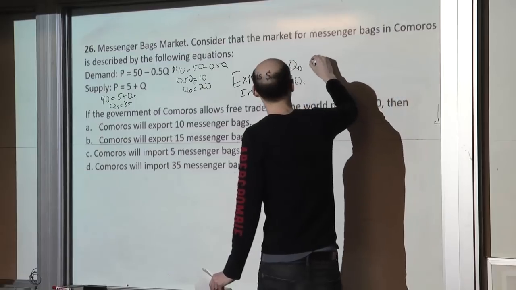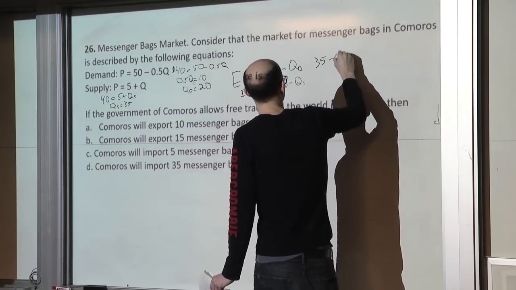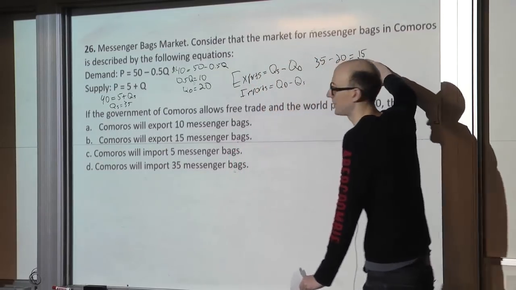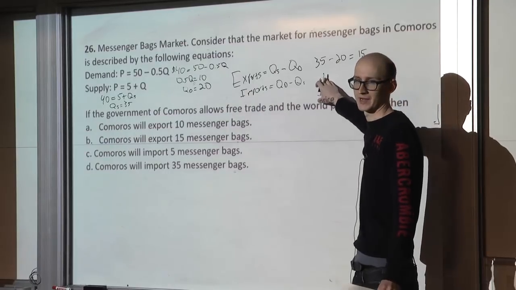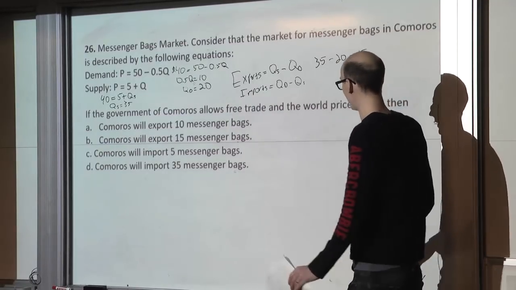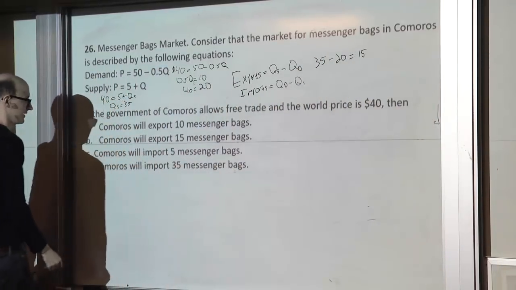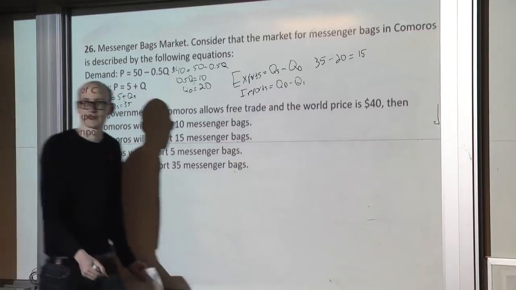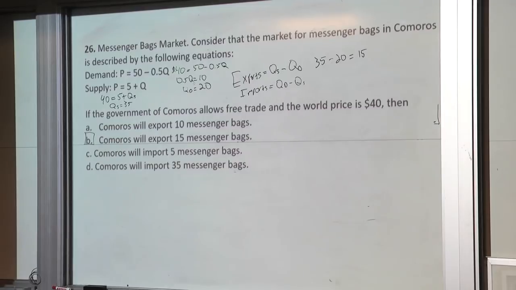Let's go to our exports equation. We have quantity supplied minus quantity demanded, 35 minus 20, equals 15. If this had been a negative number, then we know, of course, that we would be importing, not exporting, right? So we have that exports will be 15 messenger bags. Any questions about that one? Questions?